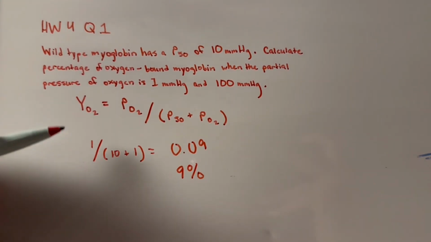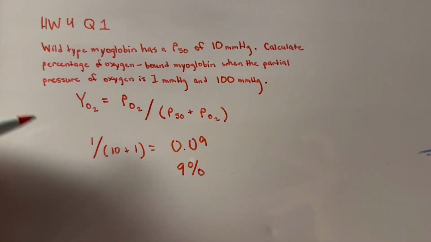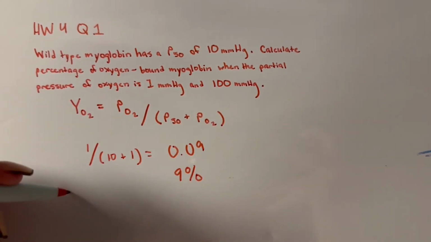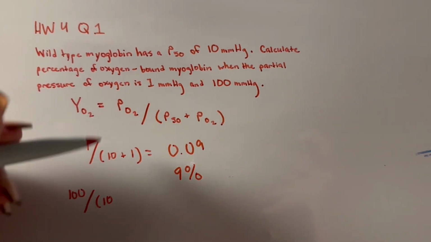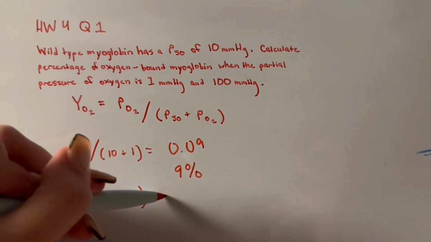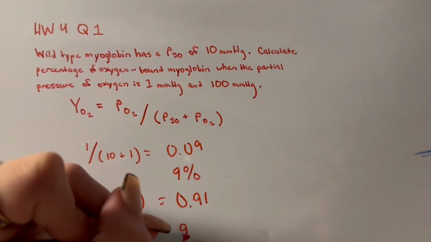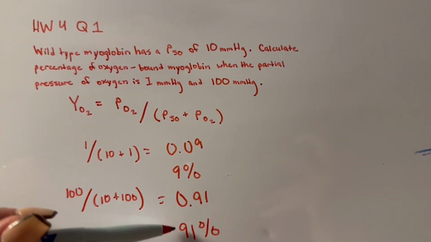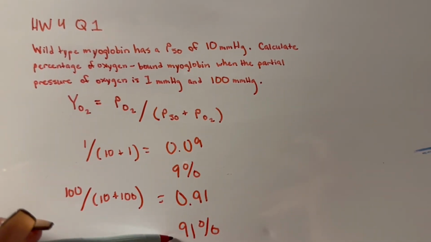And then we also calculate it at 100 to get the percentage of oxygen-bound myoglobin at that point as well, which we use the same formula. So in this case, the partial pressure is 100, and that is divided by the P50, which is given to us as 10, plus the partial pressure, and that is equal to 0.91, which is 91%. And that is the percentage of oxygen-bound myoglobin under 1 partial pressure and under 100.